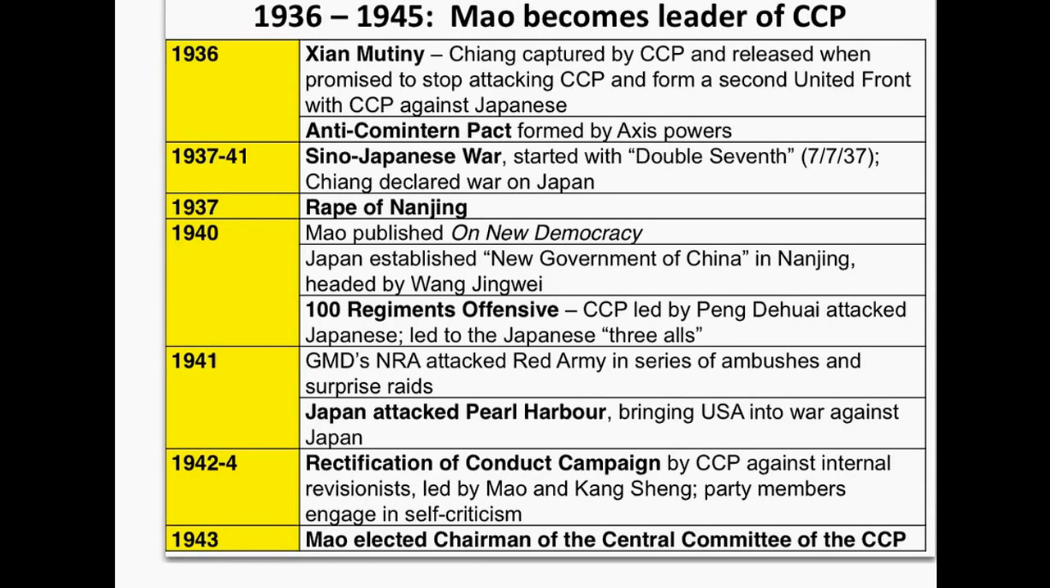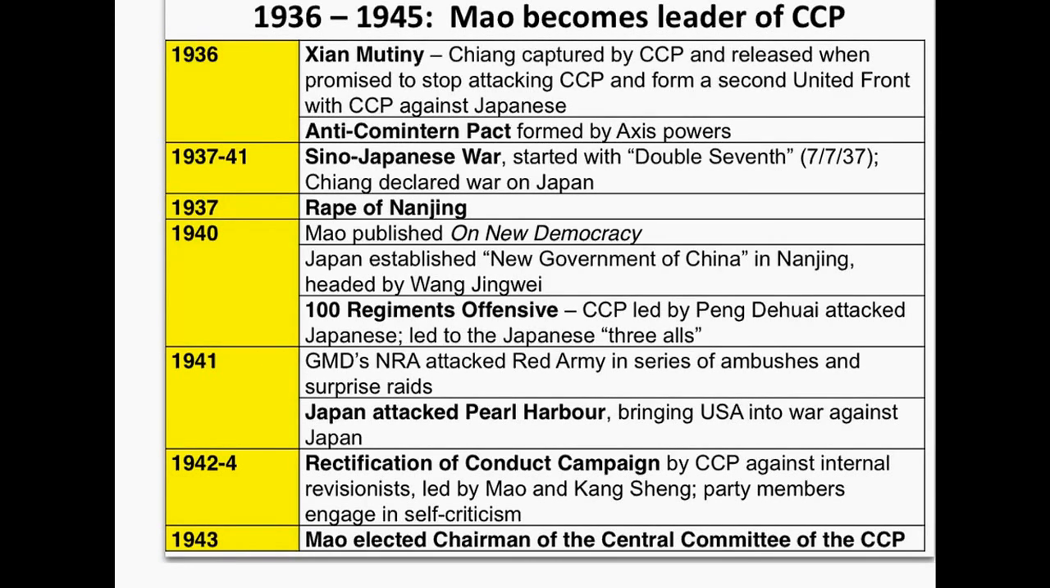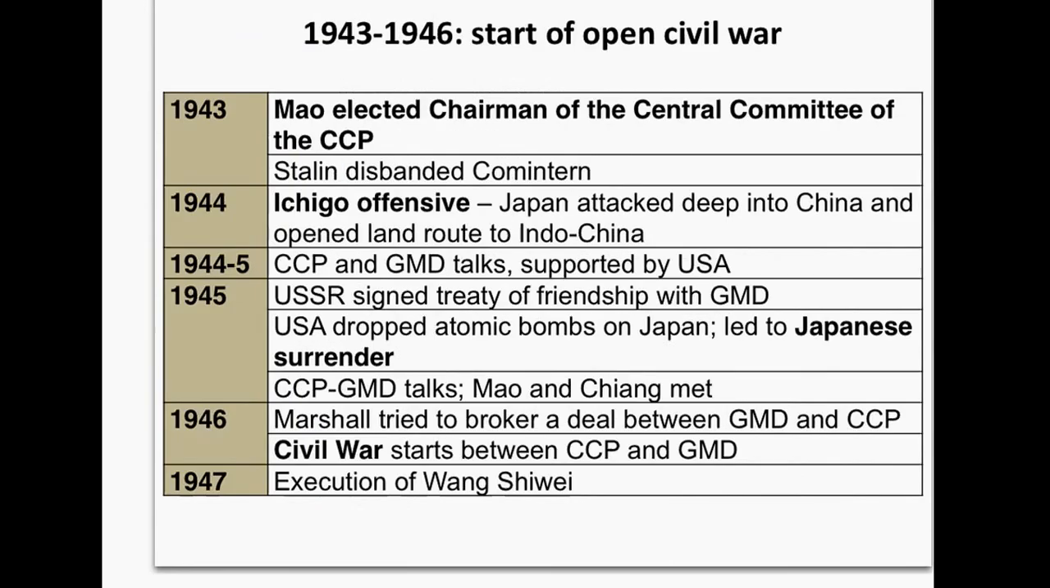The turning point in the Sino-Japanese War came in 1941 when Japan attacked Pearl Harbor, bringing the USA into the war against Japan. During this time, Mao was able to make himself supreme leader of the Communist Party, forcing any of those who stood against him to engage in public self-criticism of their actions. The Sino-Japanese War continued, however, the CCP and the GMD were increasingly at loggerheads. The USA tried to bring them back together again, but without much success.